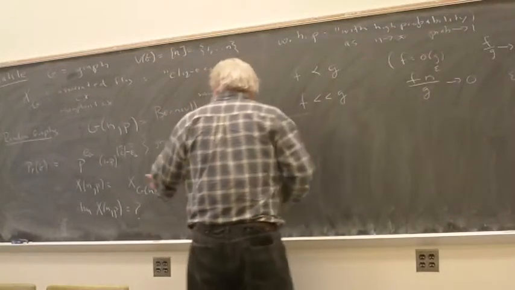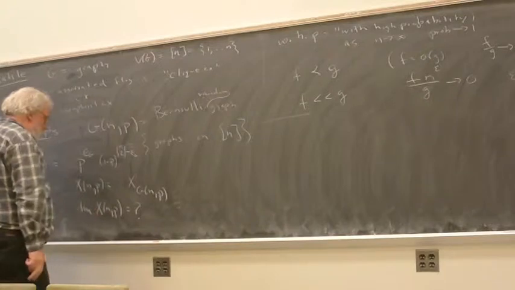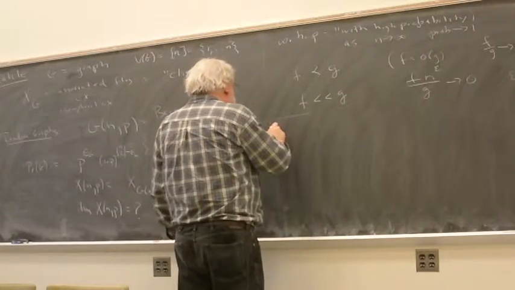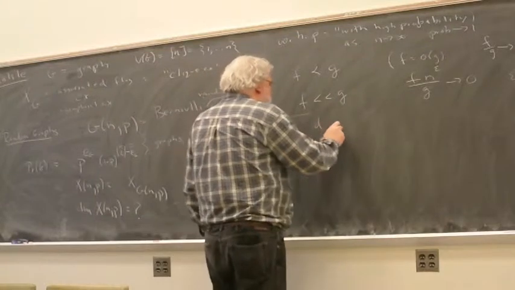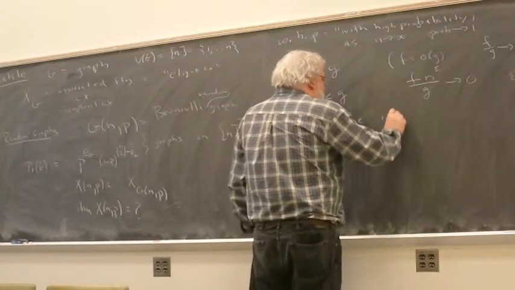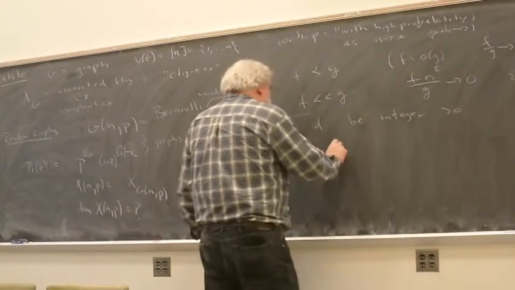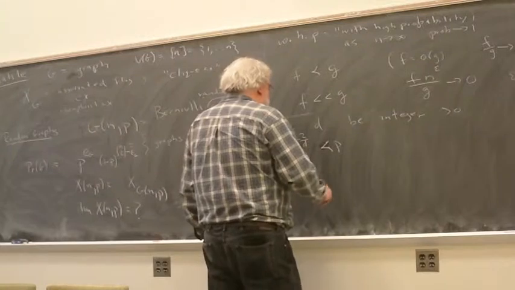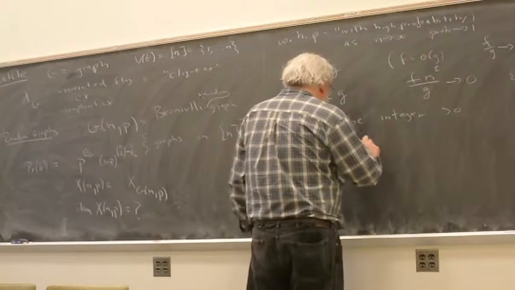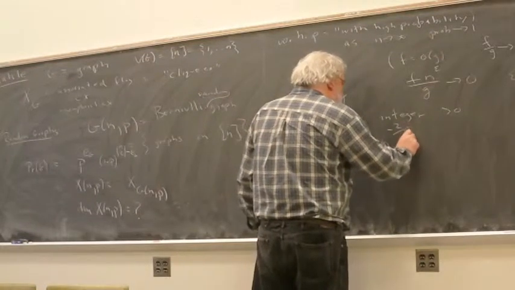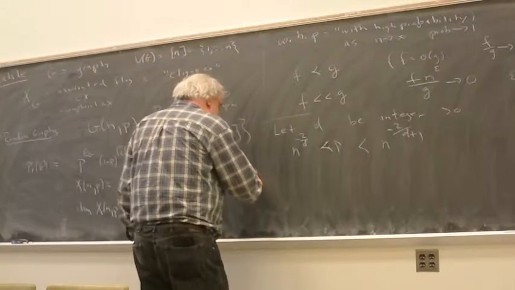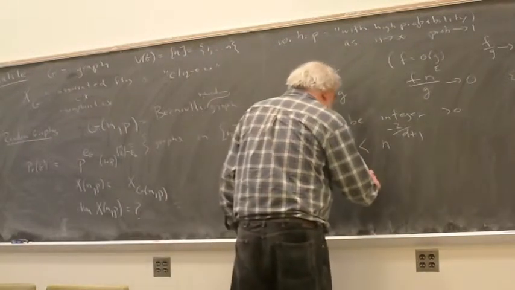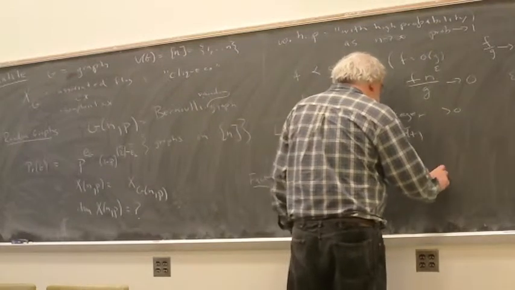Now, it turns out that if you ask this question, well, let me just phrase the result, then I'm going to say a word about it. What's the dimension of this? Here's one way to say it. Let d be a positive integer. And then if p is bigger than n to the minus 2 over d, and less than n to the minus 2 over d plus 1, so if you're in this range, then the fact is that with high probability, the dimension of this X_n,p is equal to d.